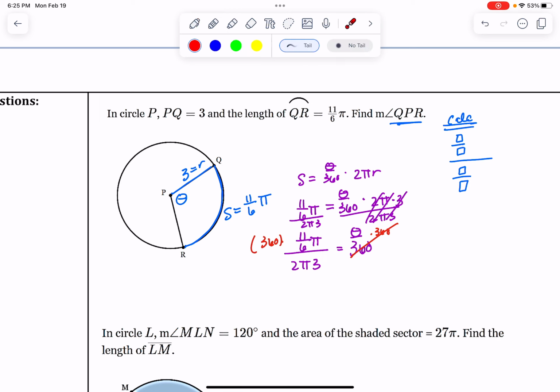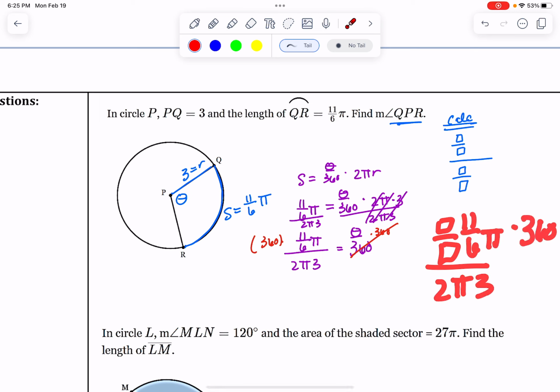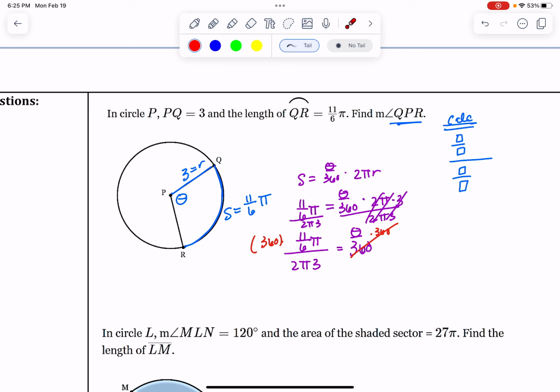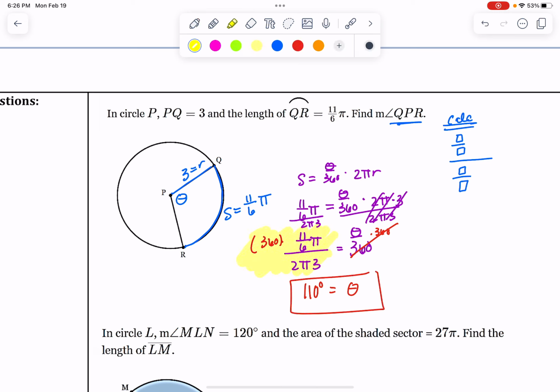So this is where you would use the calculator. So I'd put a fraction button in, and then I'd do another fraction up top. So I'd put 11 over 6 pi times 360, and then I'd put 2 pi 3 in the denominator, in the calculator, and that gives me that theta equals 110 degrees. So you would put this entire phrase in the calculator all at once to get that theta is 110 degrees.